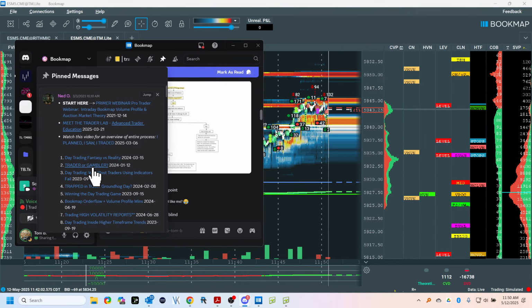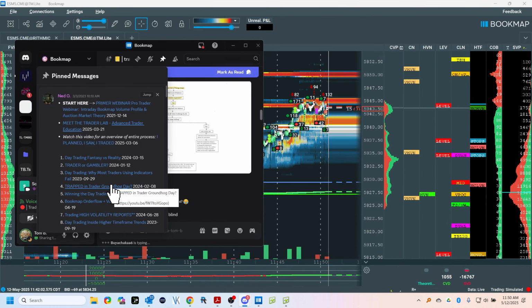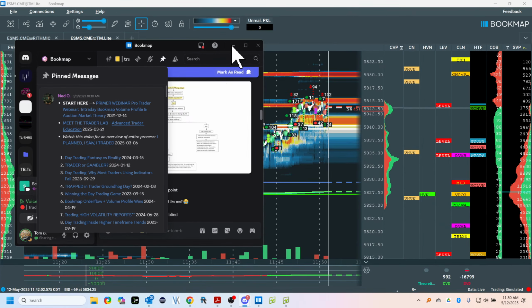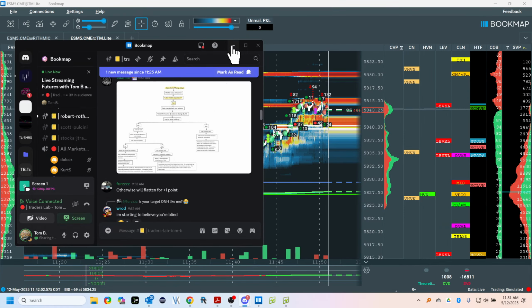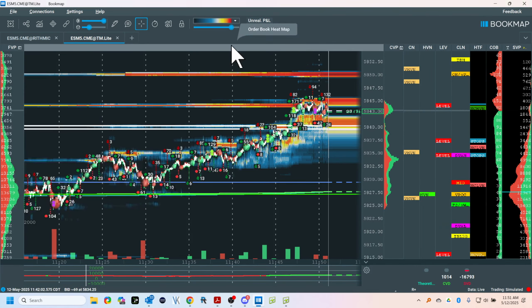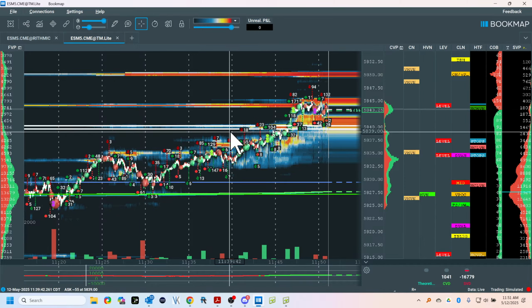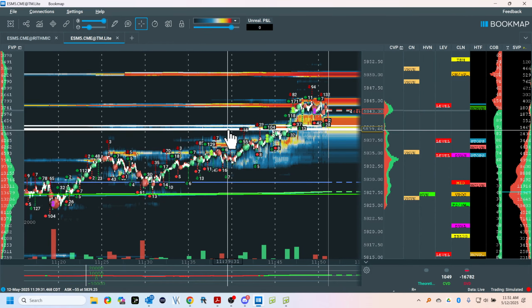Are you a trader or a gambler? Why traders using indicators fail, and then, of course, trapped in Trader Groundhog Day. That was me for maybe 10 years. Could be longer, but it's one of those painful things I don't want to think about, because I spent so many years coming back to the same place, curve fitting, making it better, getting excited. I got you now. No.